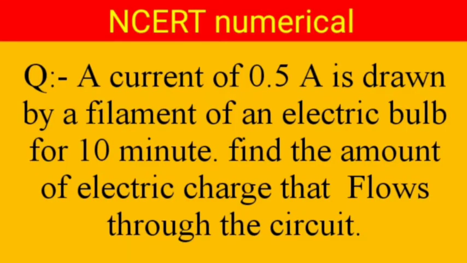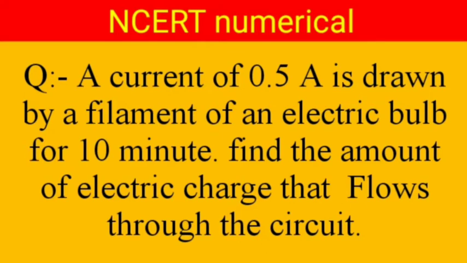Here we are taking an example to understand the topics. So let's start an NCERT numerical question. A current of 0.5 ampere is drawn by a filament of an electric bulb for 10 minutes. Find the amount of electric charge that flows through the circuit. So the question is, there is 0.5 ampere current flowing for 10 minutes. We have to find the amount of charge.